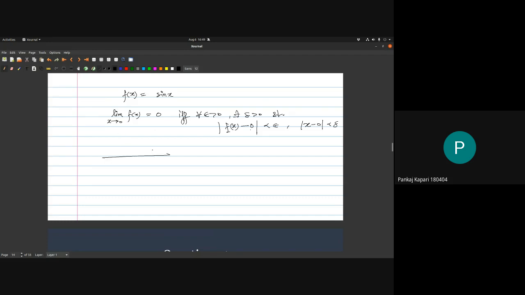So let's say this is our origin, and your function sin x goes like this. What we are saying is that either you approach the origin from the left, or you approach the origin from the right, your functional value, the sin x, should go in this direction.